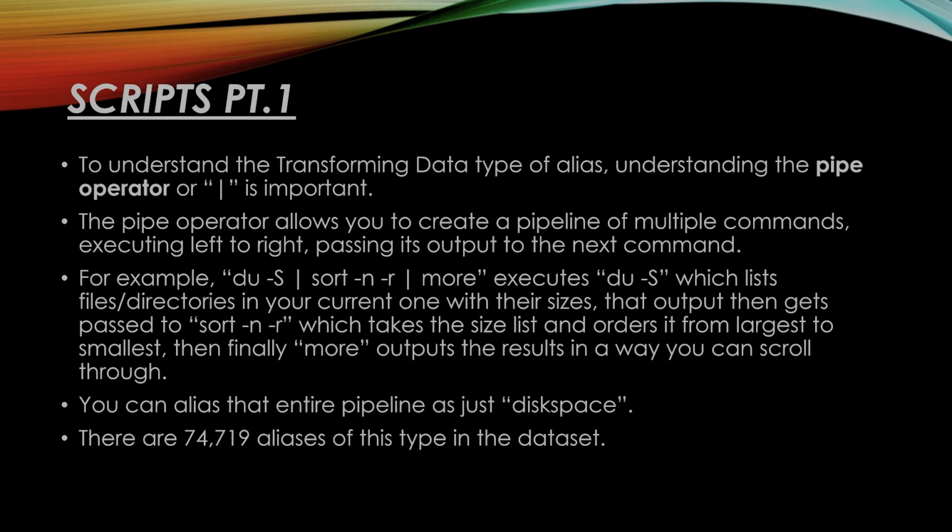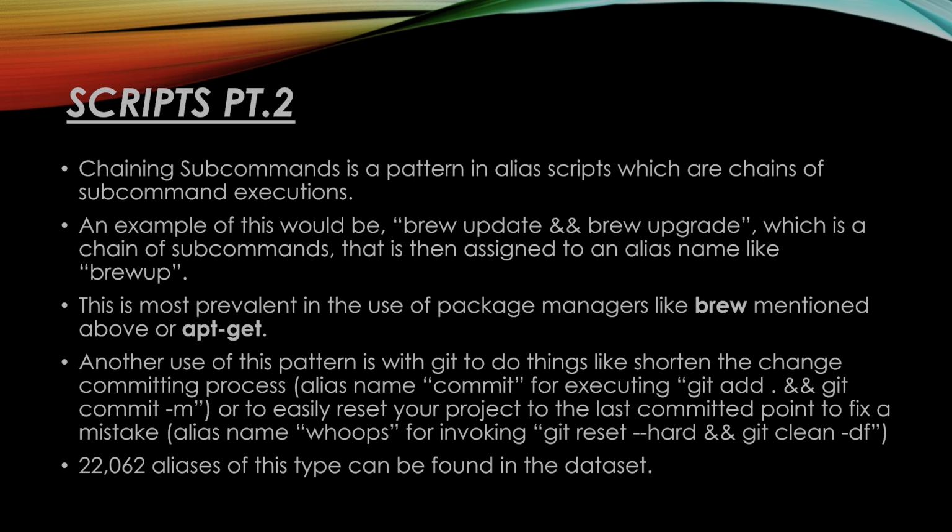To understand the transforming data type of alias, understanding the pipe operator is important. It allows you to create a pipeline of multiple commands that executes from left to right, passing its output to the next command. As an example of this, you would type du -s pipe sort -n -r pipe more. You can alias that entire pipeline as just diskspace. Chaining subcommands is a pattern in alias scripts which are chains of subcommand executions. An example of this would be brew update double ampersand brew upgrade, and it's a chain of subcommands that you can then assign to an alias name like brewup.